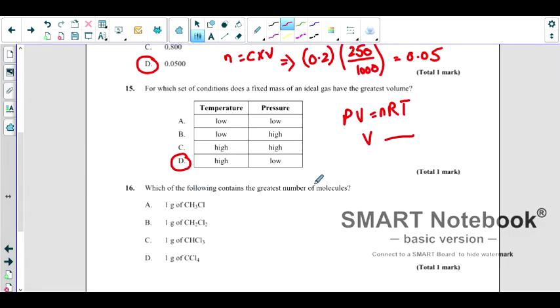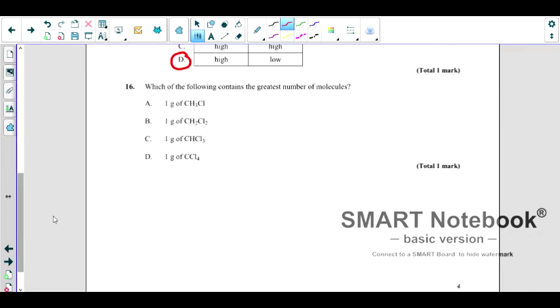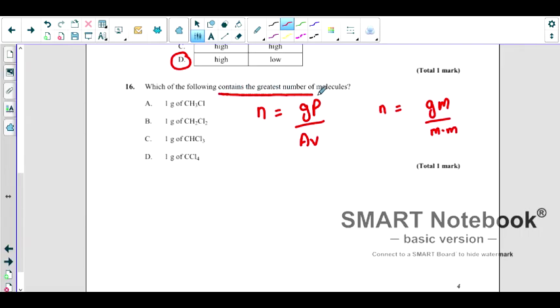Which of the following contains the greatest number of molecules? Now in this one we want to find which one contains the greatest number of molecules. So we have grams here, given mass. You remember there are two formulas for number of moles: given particles over Avogadro's number, and given mass over molar mass. Now we want to see which one has the highest number of molecules. The given mass of all is the same: 1 gram, 1 gram, 1 gram. If I convert it into number of moles, the mass is the same for all.